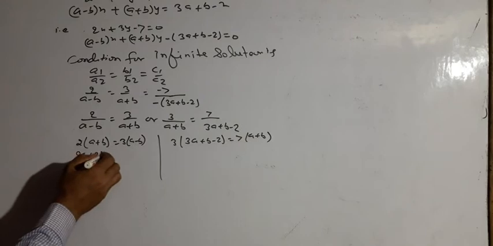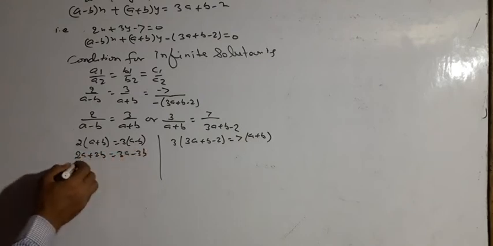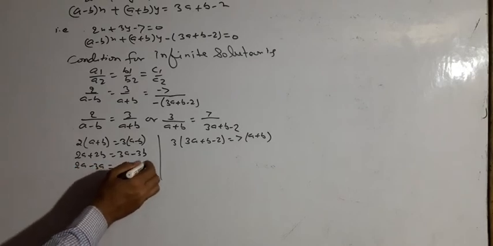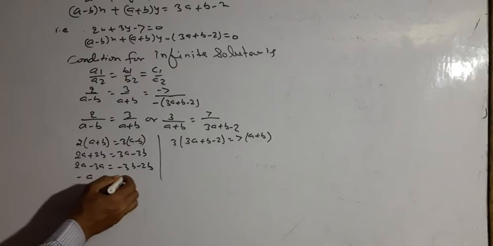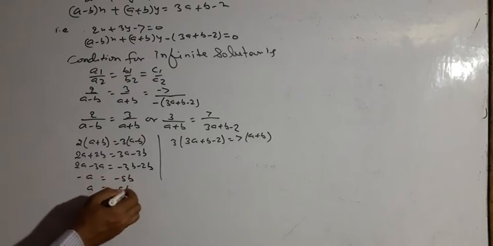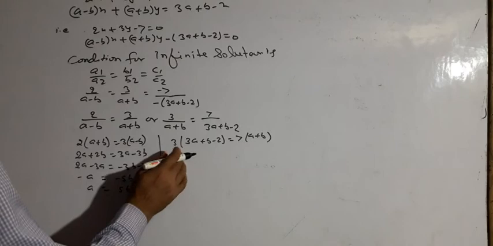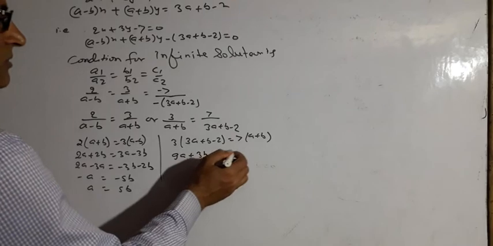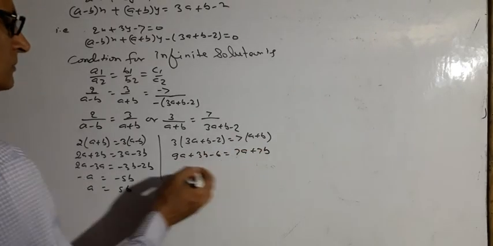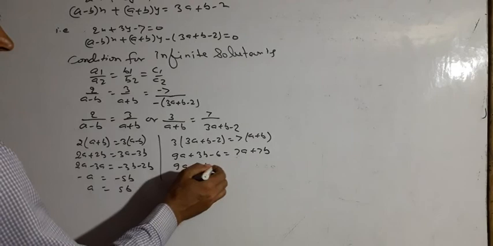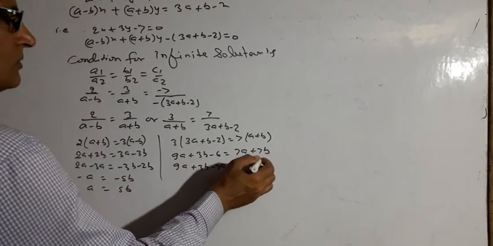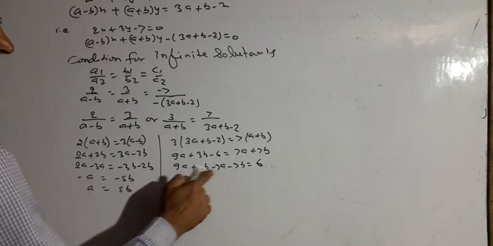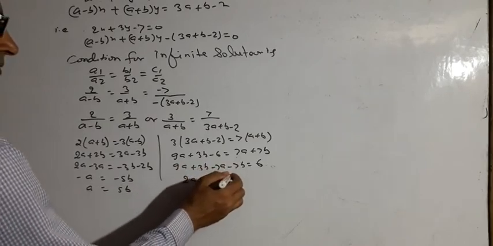2a plus 2b equal to 3a minus 3b. 2a minus 3a equal to minus 3b minus 2b, so minus a equal to minus 5b, a equal to 5b. By cross multiplication, 9a plus 3b minus 6 equal to 7a plus 7b. 9a plus 3b minus 7a minus 7b equal to 6. 9a minus 7a is 2a, 3b minus 7b is minus 4b, so 2a minus 4b equal to 6.